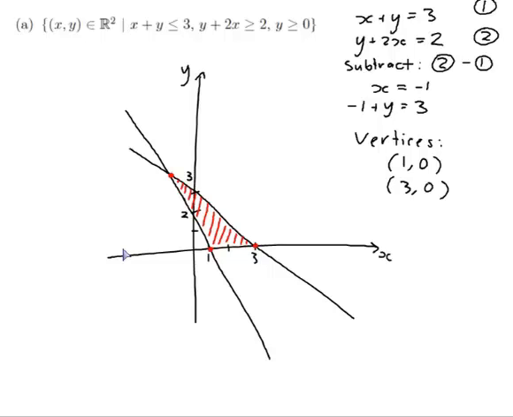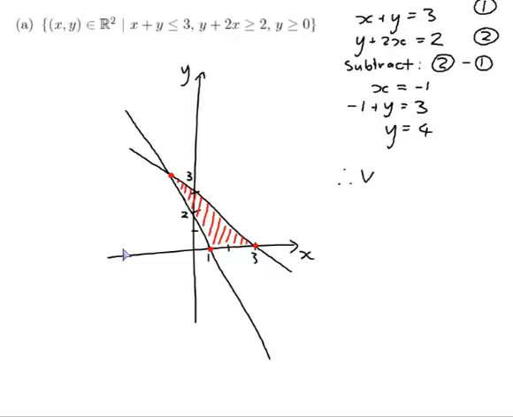So I'm running out of space, so I'll just move my vertices down. y is equal to 4. So my vertex is negative 1, 4 in terms of its coordinates. So therefore the vertices are 1, 0, 3, 0, and minus 1, 4. On to part B.